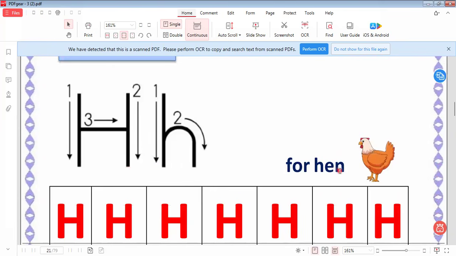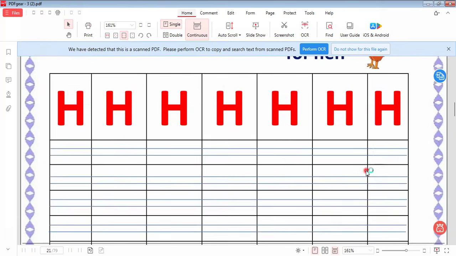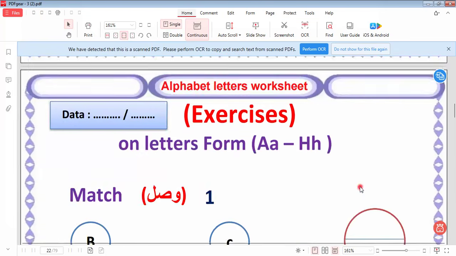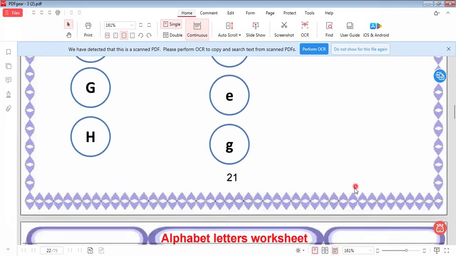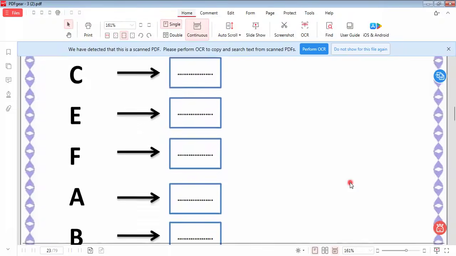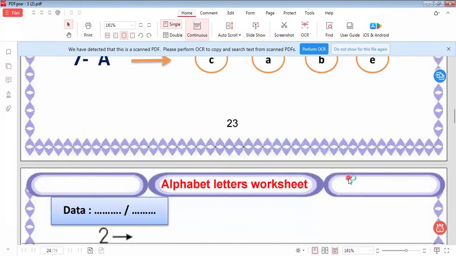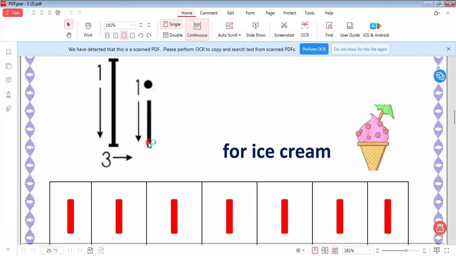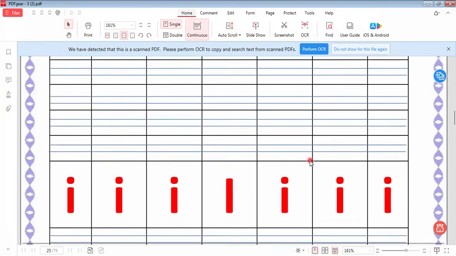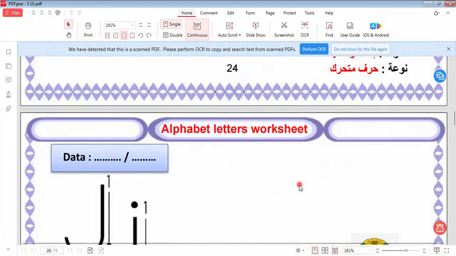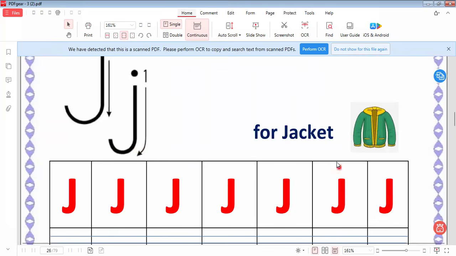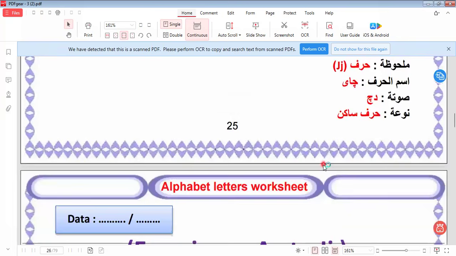Capital H and small h. H for hen. Capital I and small i. I for ice cream. Capital J and small j. J for jacket and J for jam.